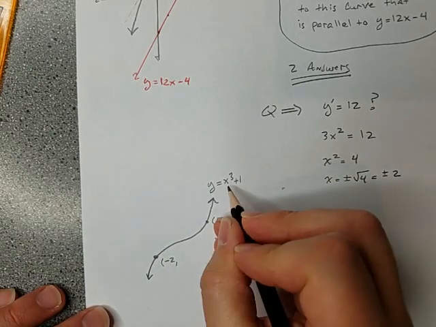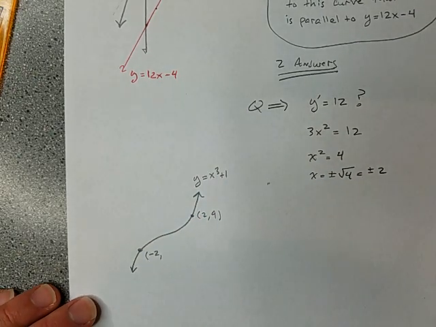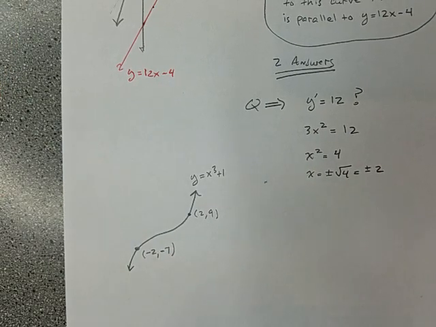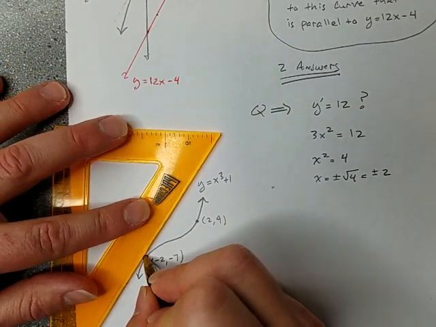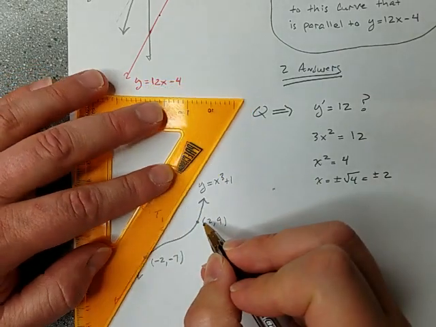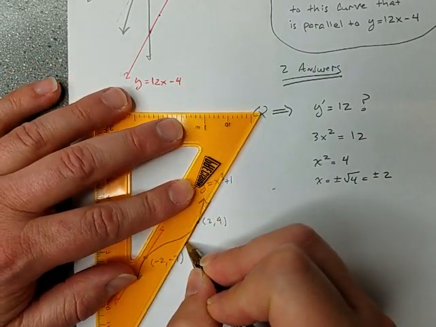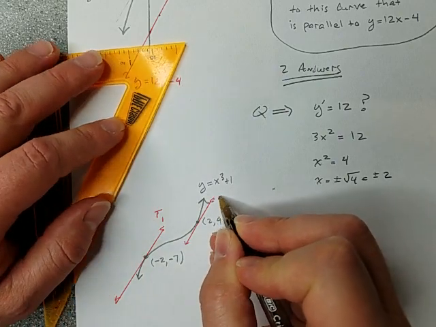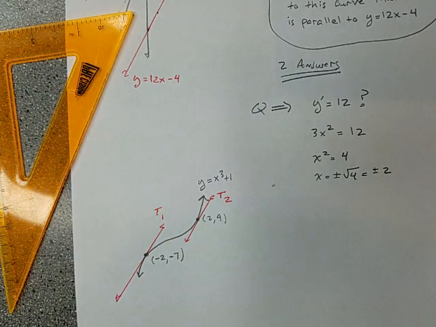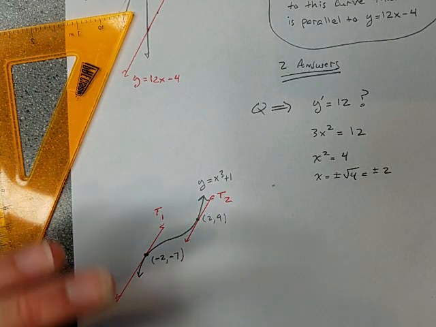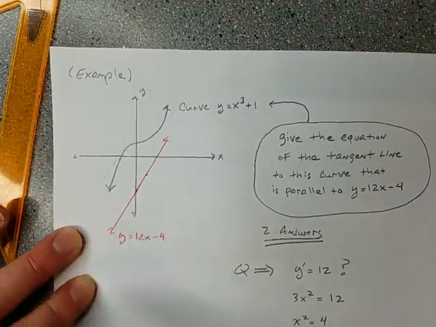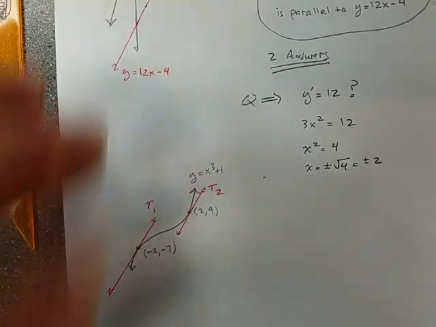What's the y coordinate? Negative 2 to the 3rd power is negative 8, plus 1 is negative 7. Okay? All right. So I'm looking for those, and I'll call this one tangent line T1, and I'll call this one tangent line T2, okay? They're parallel to each other, right? That was the intention of the problem. All right, we were finding 2 lines parallel to that one, 2 tangent lines on the curve parallel to that one. Here they are.